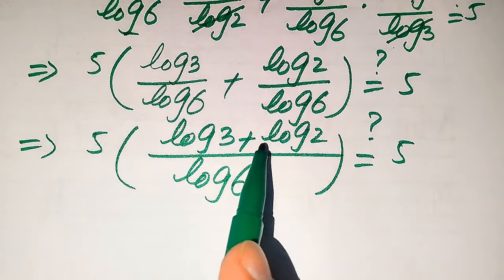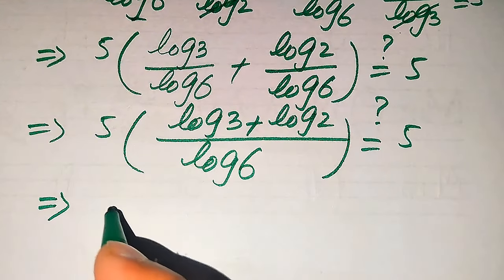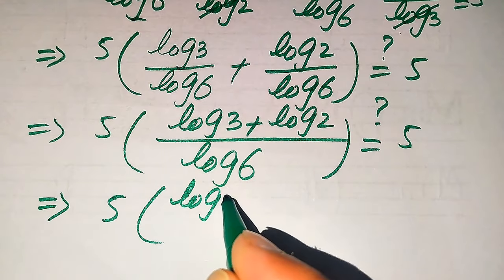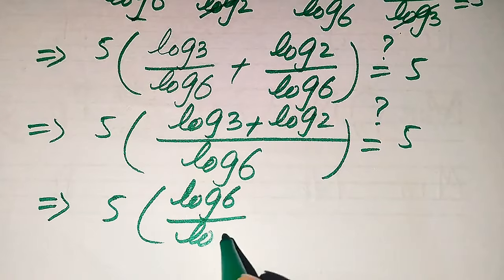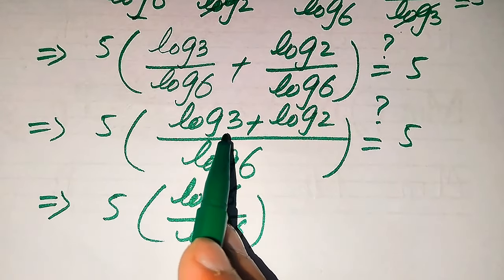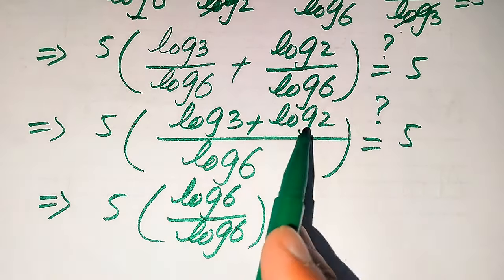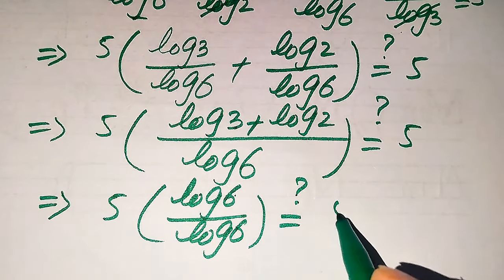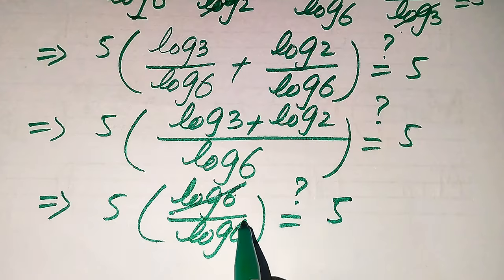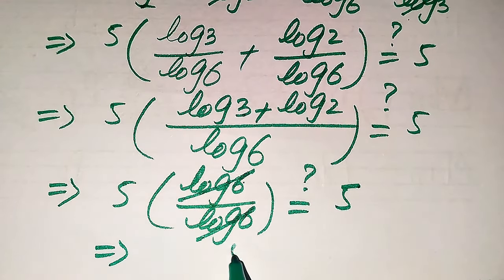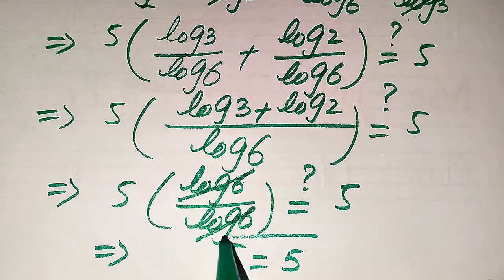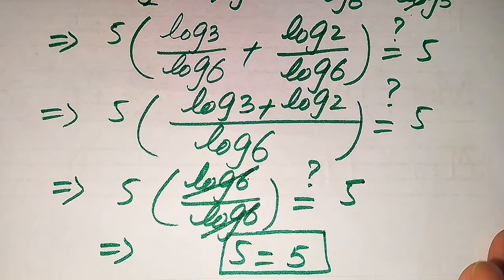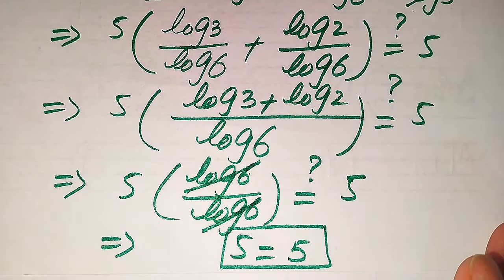Here, when we combine these two logs by applying the property of log, it will be written as log of 6 divided by log of 6, because when we combine these two logs, we multiply 3 times 2, and 3 times 2 becomes 6, and we check whether this is equal to 5 or not. This log 6 is cancelled out by this log 6, and we get 5 is equal to 5. This shows that the value of a which we get here satisfies our given question statement.